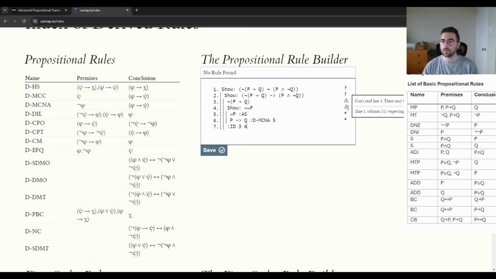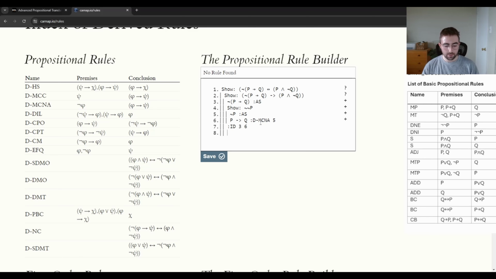What's the problem here? Can't read line 3. Oh, right, because I didn't say how I got it. It was assumed. All right, so I put in how I got that. It was assumed, and the system is happy with it. All right, great. So now we have not P, which means we can get P by double negation elimination on line 4. So now we have one side of this AND claim that we're trying to get. Now we need to get the other side.